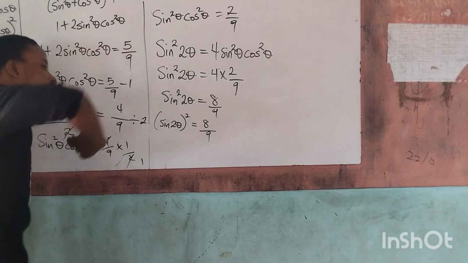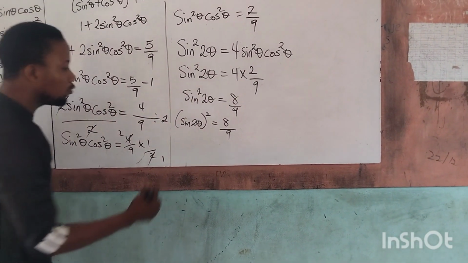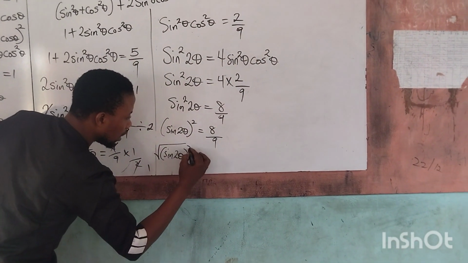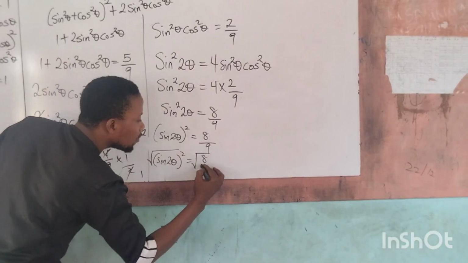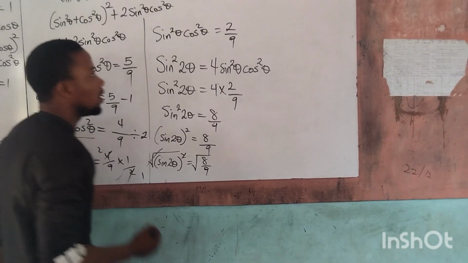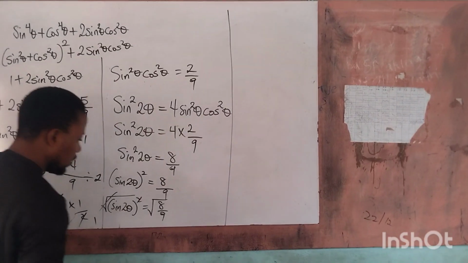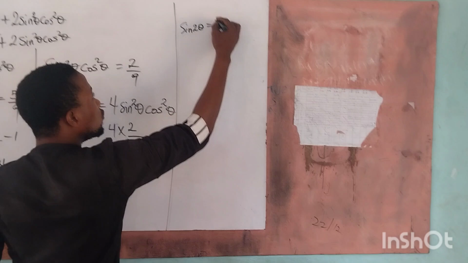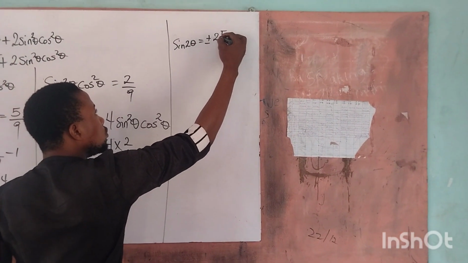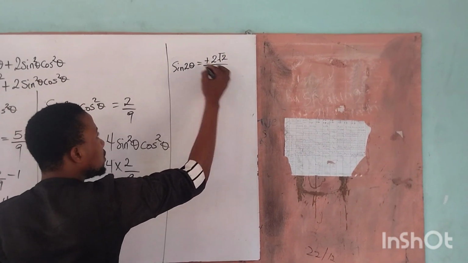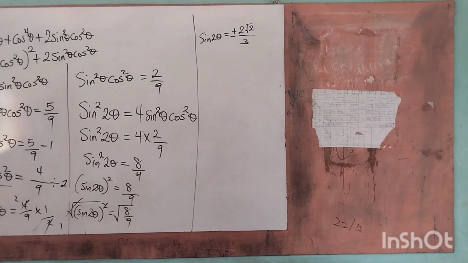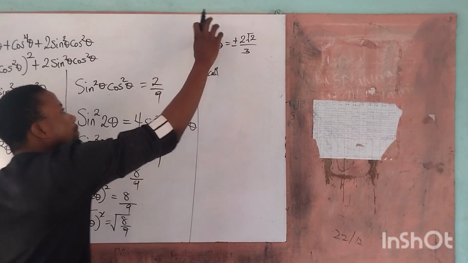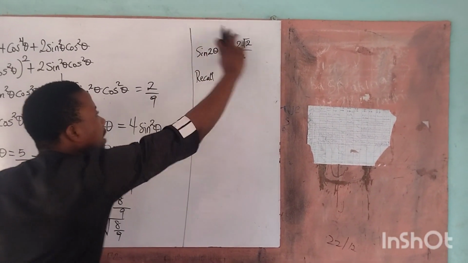So I can say, okay, square root both sides. If I square root both sides, I'm going to have sine 2 theta equal to square root of 8 over 9. This will cancel this to give me sine 2 theta equal to plus or minus 2 root 2 over 3. That's for this. Recall, from here, I have my sine 2 theta already.